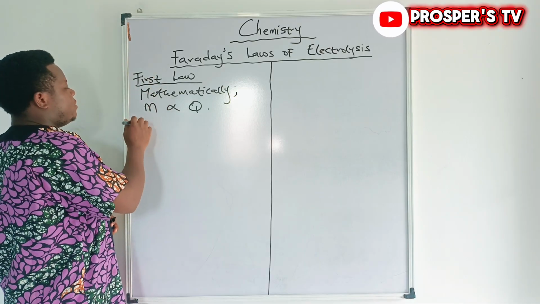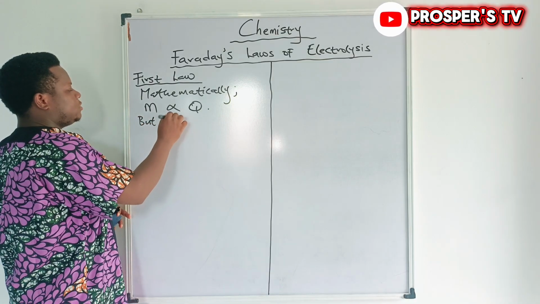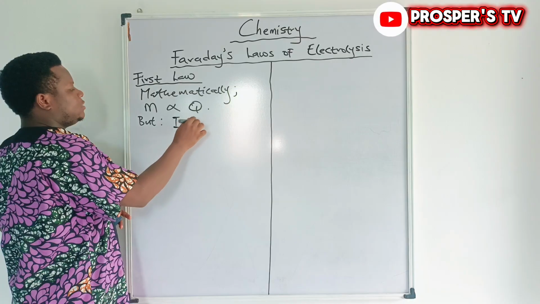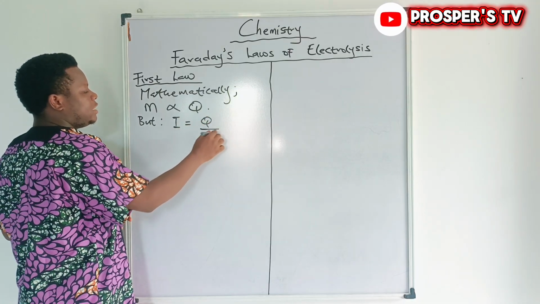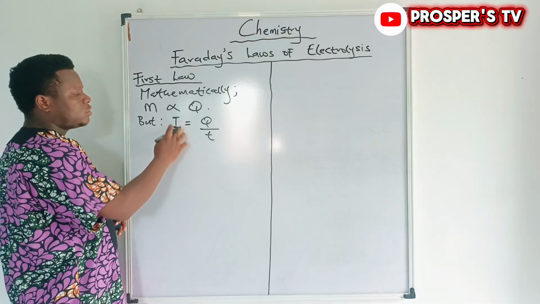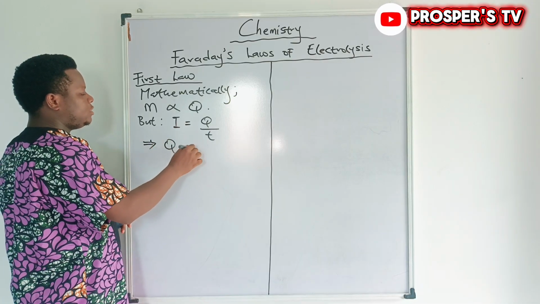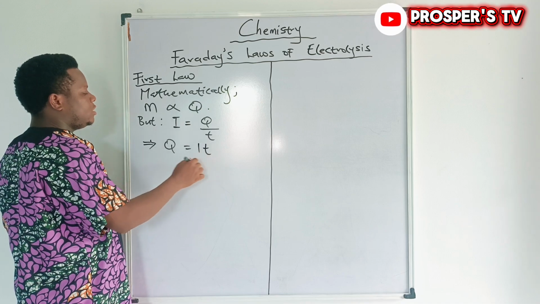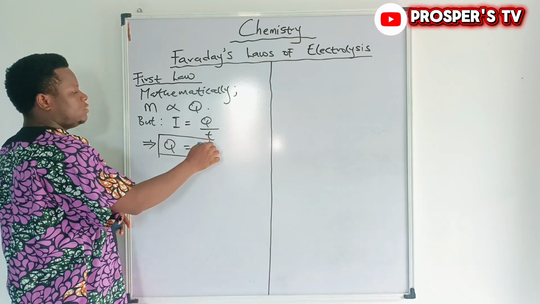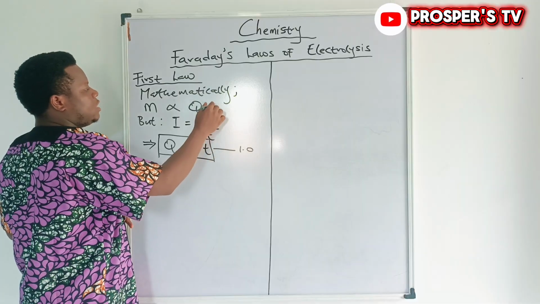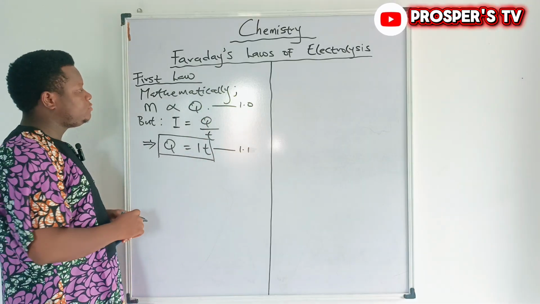But then we all know that current in science is defined as the rate of flow of electricity, which is the quantity of electricity divided by time. So if you cross multiply from here, we can clearly see that the quantity of electricity is the product of current and time. So this is one formula you should take note of. Let me call this 1.0. So I would call this 1.1.